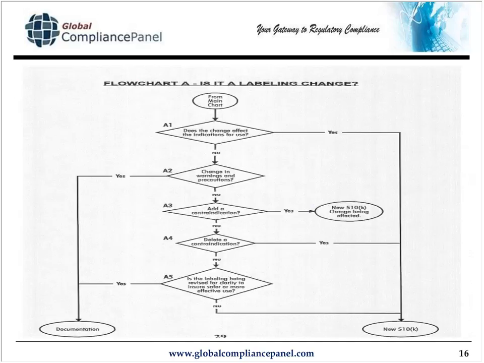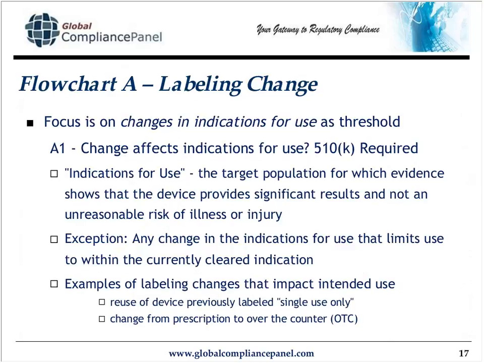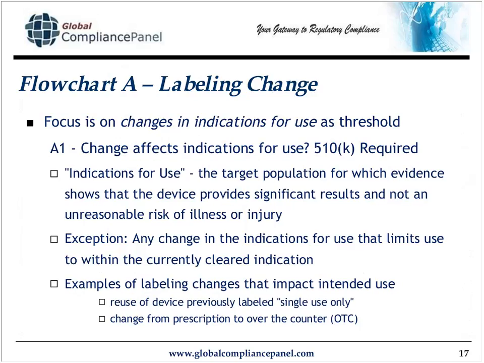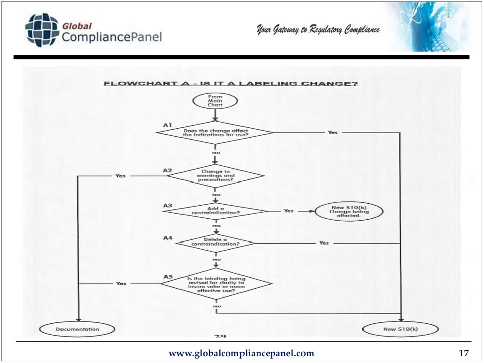Flowchart A begins with the first question, A1, which asks, does the change affect the indications for use? I'll be doing a little jumping back and forth throughout this presentation, because rather than just include the flowchart itself, I've given some examples and exceptions throughout the presentation. So the question is asked, does the change affect the indications for use? Well, if it does, as you can see here, yes to the right, you need to submit a new 510K.